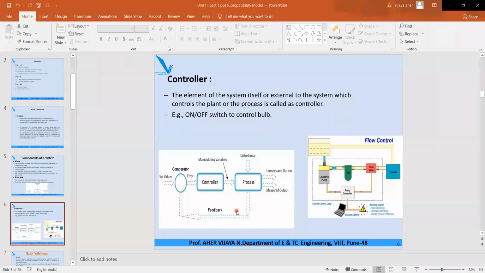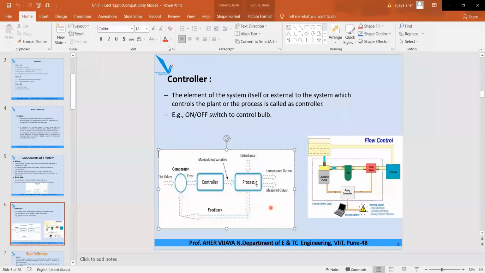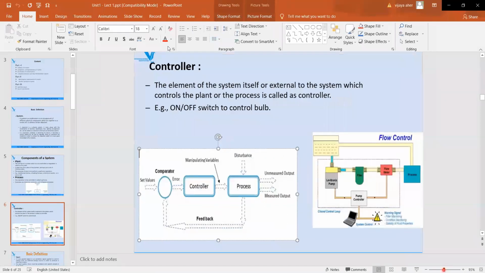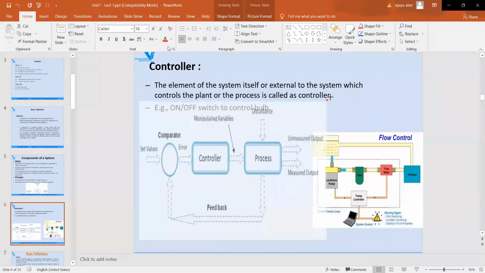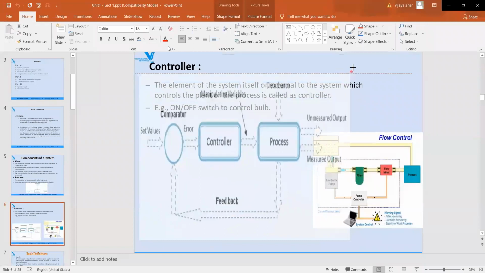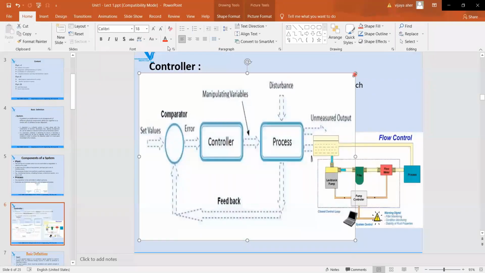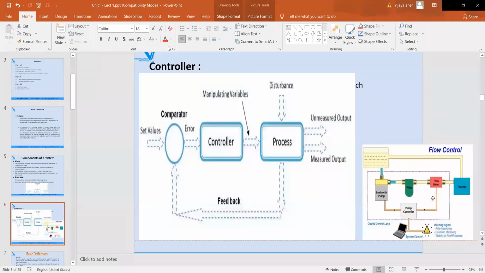Now this is the block diagram of the controller. Not the controller, the complete control system. This is the block diagram of the control system. Let me enlarge it a bit. Is it visible, students? Yes, ma'am. Okay, now students, you are supposed to draw this. I will take the flow control later on. Now this is the block diagram of your control system.